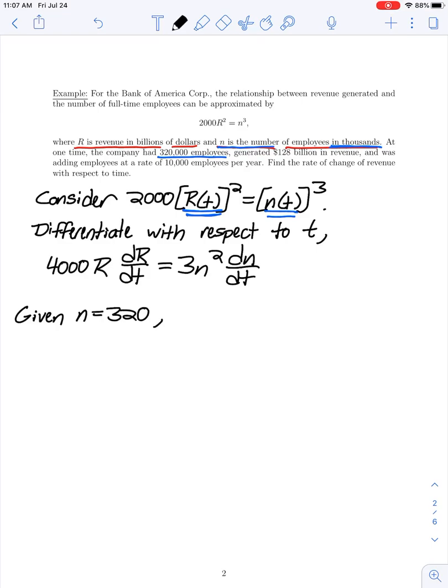Let's see what else we're given. So we were told that they generated $128 billion in revenue. So here that gives us R. Capital R is the revenue measured in billions of dollars. So 128 billion would mean that R is equal to 128.